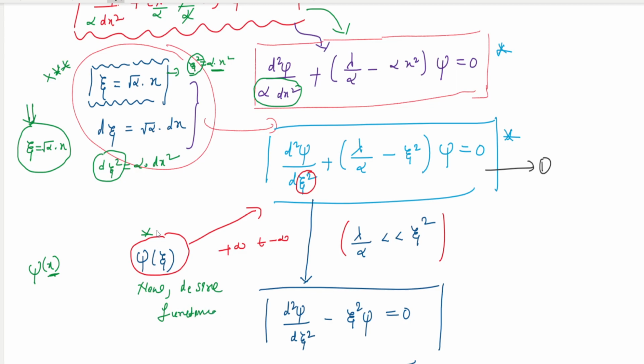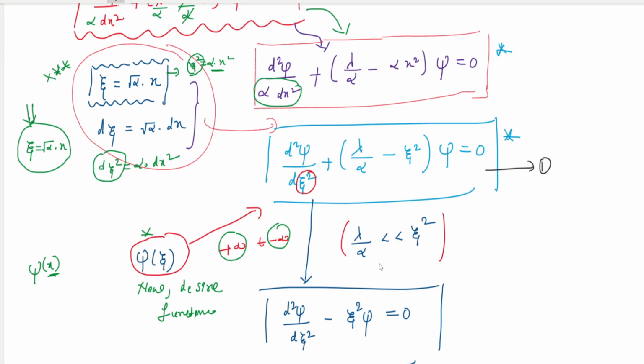So what are the conditions of an acceptable wave function? The wave function must be continuous, single valued and finite throughout the region, right? So this wave function satisfies equation number 1, throughout the region from plus infinity to minus infinity for xi, then only it will be an acceptable wave function.